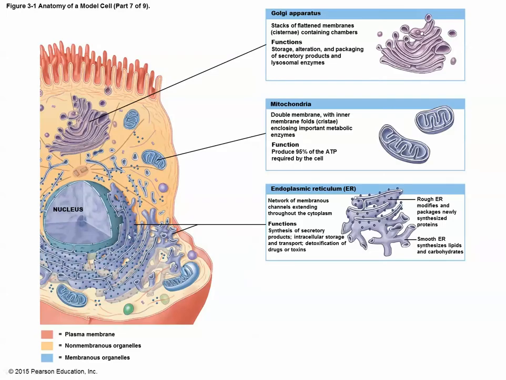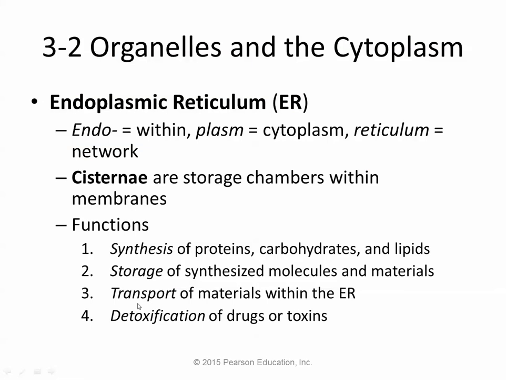So, something that's made over here can be transported somewhere else through here. So it also has a transport function as well, in that it can transport products from one place within the ER to another. And so we think of it kind of as a workshop, factory, warehouse, where stuff is made within it, and then it can be stored within it, and then it can be sent on somewhere for further processing. It also has another interesting function, in that it can detoxify drugs or toxins.